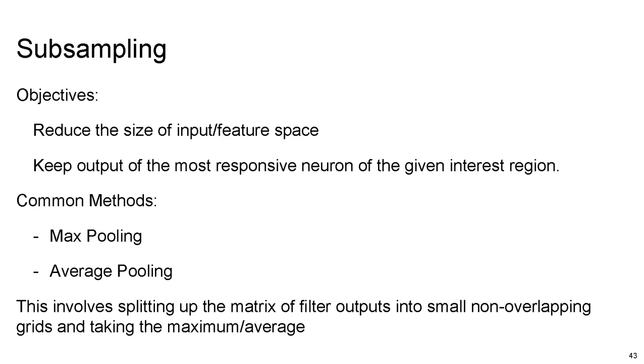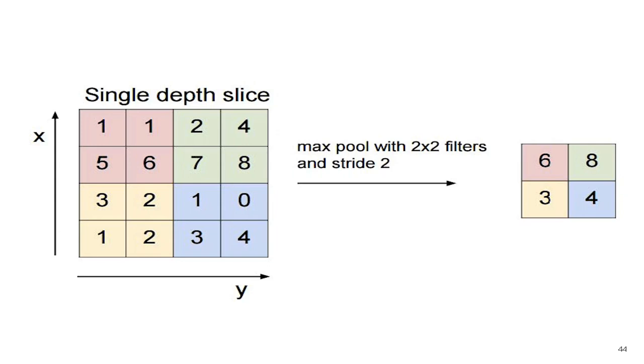And the common methods used in subsampling are either max pooling or average pooling. We will describe max pooling here. What happens in max pooling is essentially you're dividing the image into different non-overlapping sub-images, and you perform a max operation. So in that case, if we consider 2x2 filters, we would split the image, which in that case is 4x4, into 4 sub-images, and for each 2x2 square, we would take the maximum. In that case, for the first square, it would be 6, then 8, then 3, then 4.